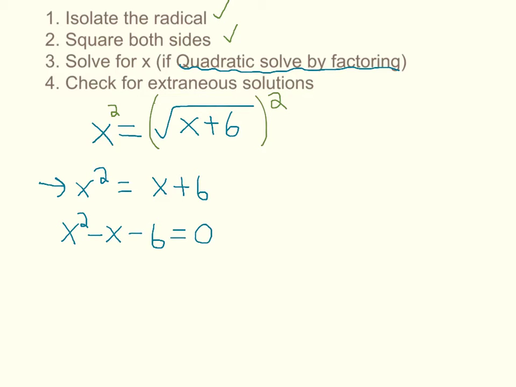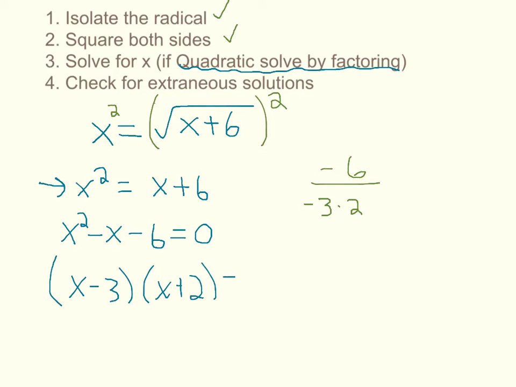Now I need to factor that trinomial. So I need factors of -6 that add up to -1. Well, I know that -3 times 2 equals -6, and -3 plus 2 is -1. So factoring this, I'll have x minus 3 and x plus 2 equal to 0, and then use the zero product property to finish solving.